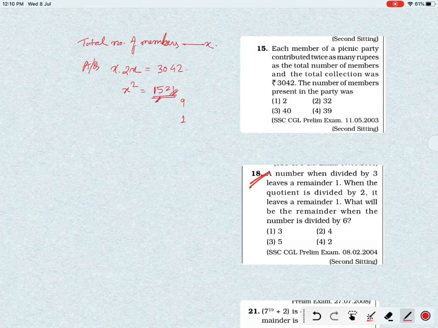Next, for the front part, 3 square is 9, which is lower than 15, so 3 will come. Now we have a confusion: 9 will come or 1 will come. For that we'll check. 3 square is 9 and 4 square is 16. Since this 15 is very close to 16, that is the bigger number, we'll go with the bigger one. Therefore the answer is 39.